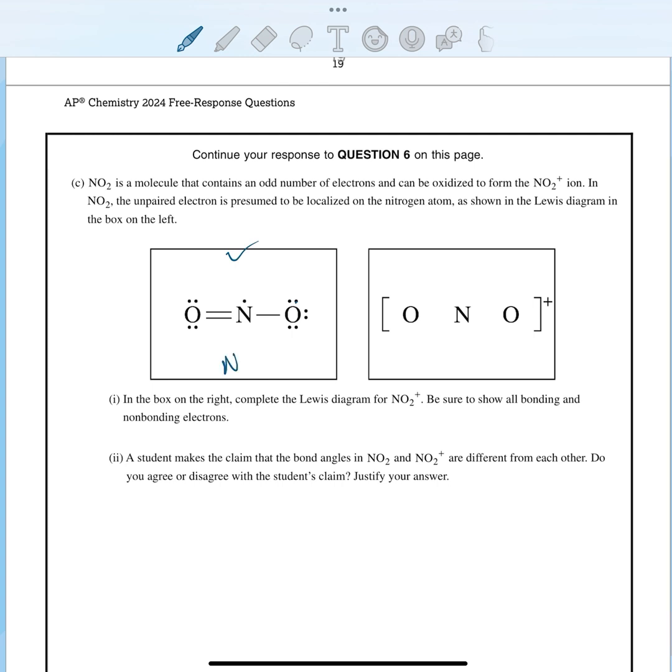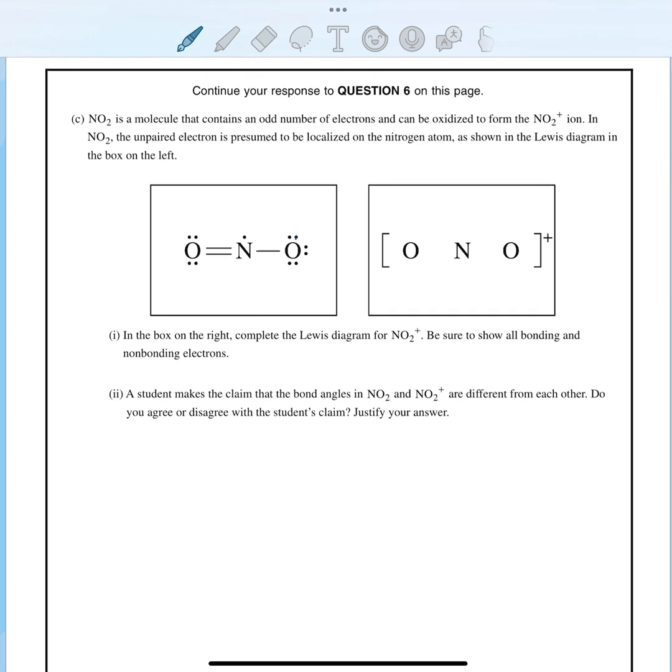So this is the NO2, and what they want us to do is, it says that the NO2, nitrogen dioxide, can be oxidized, so it can lose an electron to form NO2 plus. They want us to do the Lewis dot diagram for NO2 plus. So before we do that, let's just show this method I like called valence electron bank. So the electron bank, you want to empty the bank.